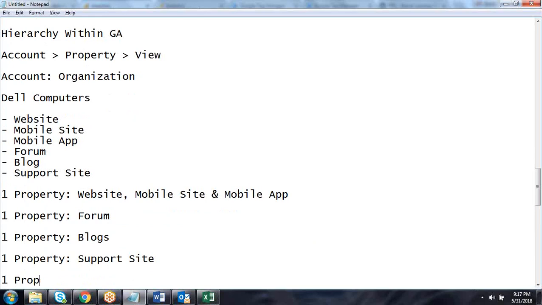And now one more property for testing. Whenever we introduce any new changes, it has to be done in the testing property. If everything goes fine, then only we roll out in production. Make sense, everyone?